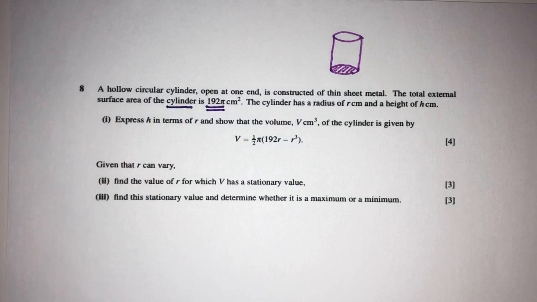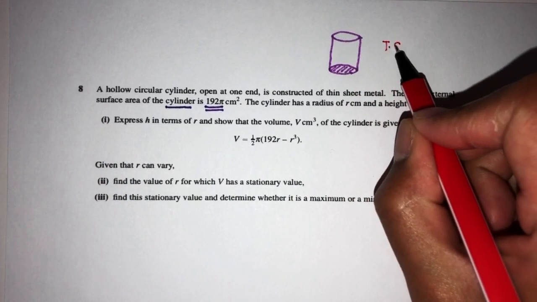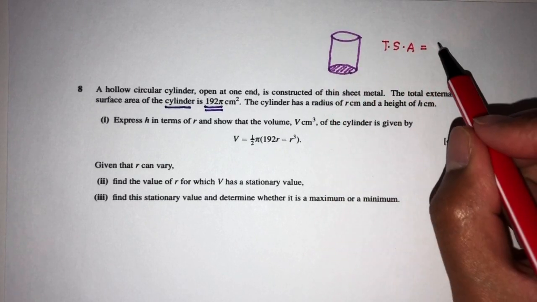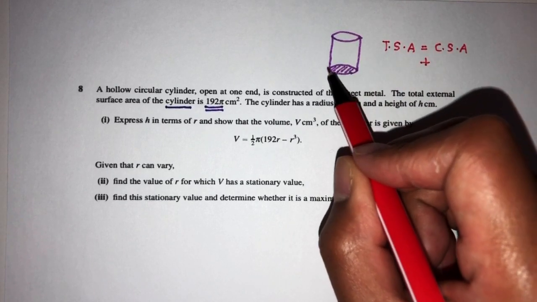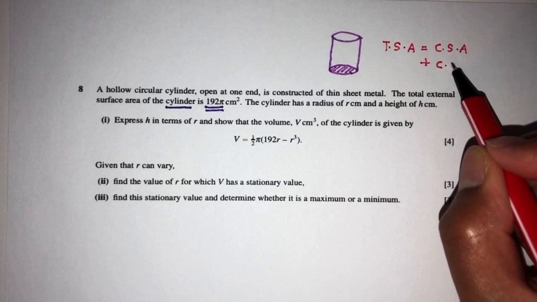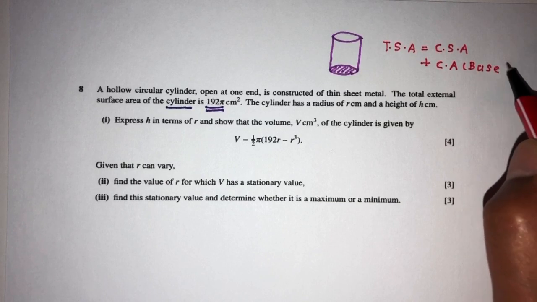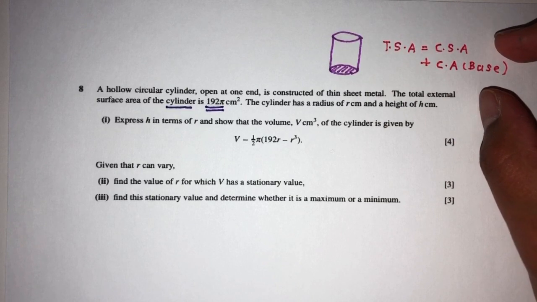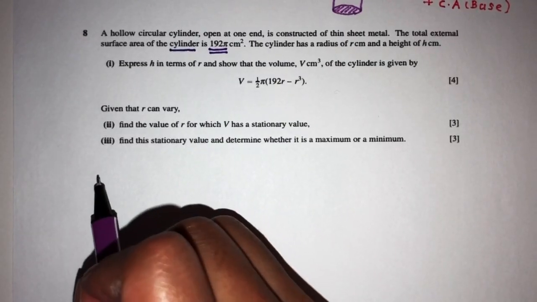Let's observe. According to what we have right here, the TSA, which is the total surface area, is equal to the curved surface area, plus the area of the circle at the base. Because the top is open, we don't have the top, we only have the base. So this will be equal to the total surface area of this cylinder. Okay, so let's first use that. We know this is equal to 192π given to us by the question.